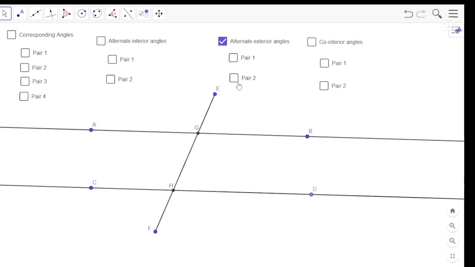Let's look at the other pair. We can see that angle AGE is also alternate to angle DHF. So we have 112 degrees and 112 degrees. Looking at the Z shape, we have the angles that form outside the Z shape, and these angles are equal.